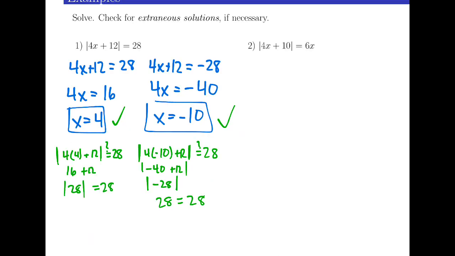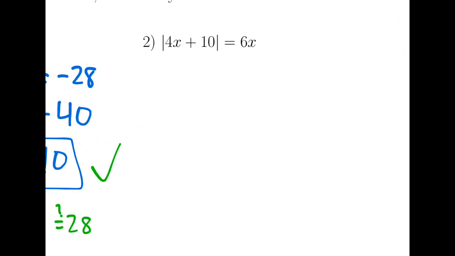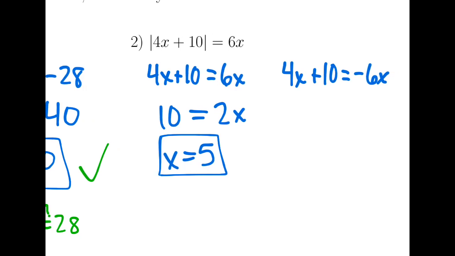So what about this one over here, where we have absolute value of 4x plus 10 equals 6x? This one's a little different. We've got this x hanging out outside of the absolute value. So let's see if that makes any sort of difference. So again, we'll start the same way, where 4x plus 10 could equal 6x, or 4x plus 10 could equal a negative 6x. In this case, subtract 4x from both sides, and we have 10 equals 2x, divided by 2, and we get 5 for our first solution.